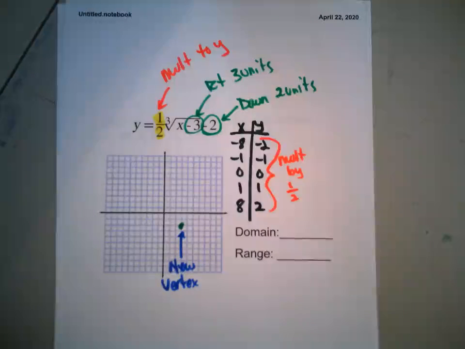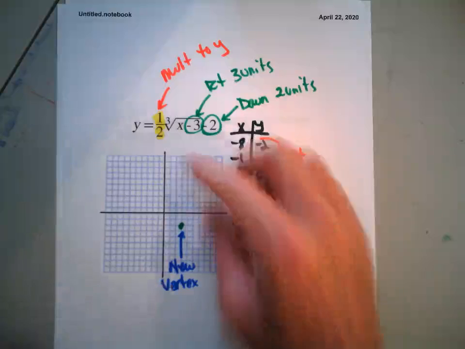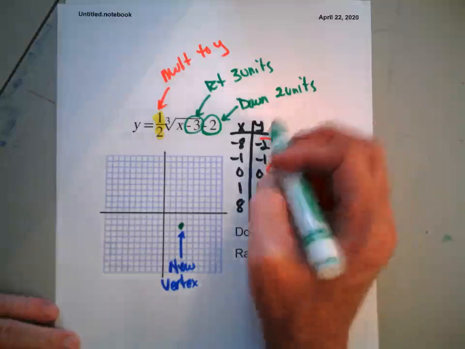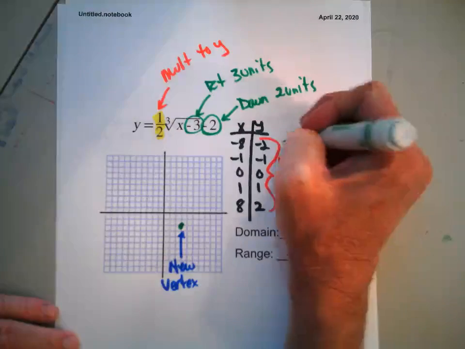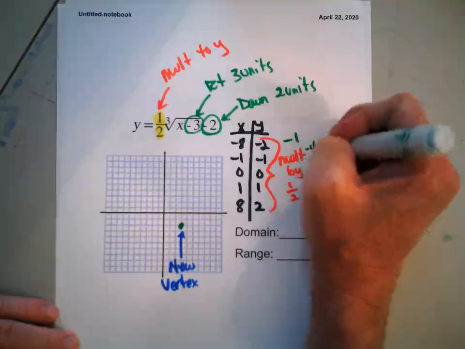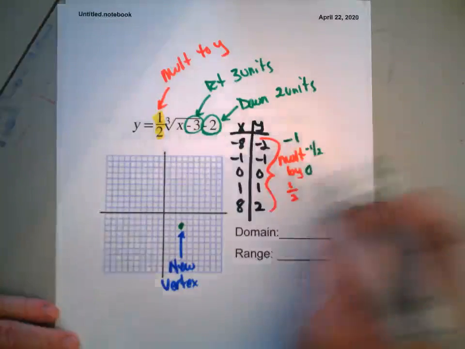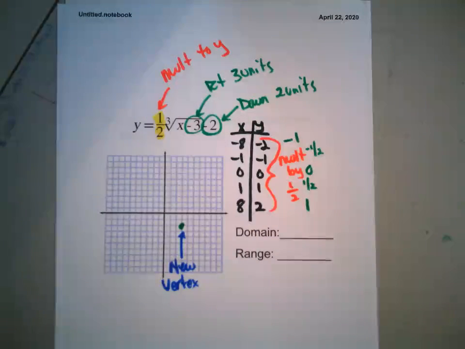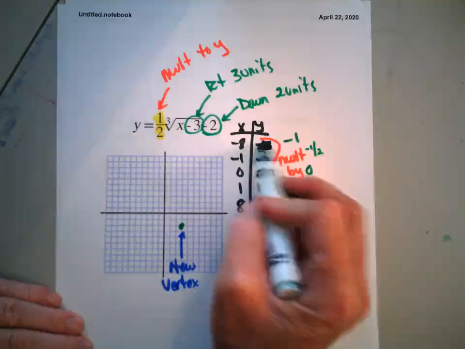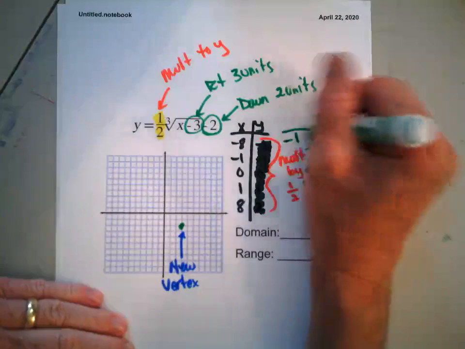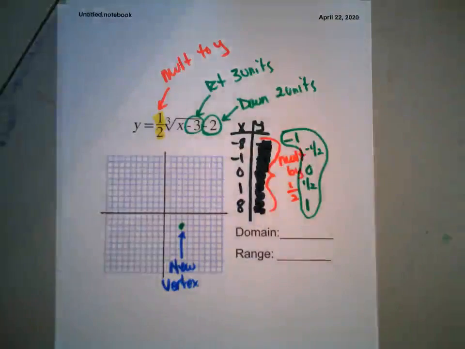So now, instead, like the previous graph where the graph got bigger, this graph is going to get shorter, or smaller, or tighter. It's going to be real narrow. So we'll multiply these by half. So -2 times a half is -1. -1 times a half is -half. 0 times a half is still 0. 1 times a half is half. And 2 times a half is 1. So those green values are now our new y values. So right here, that's what we're going to graph.